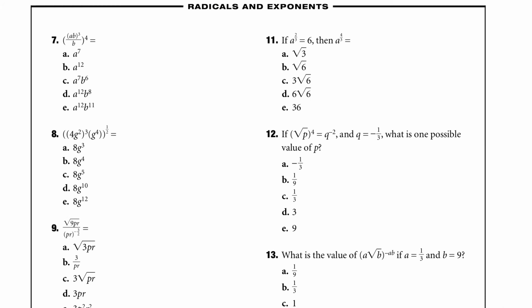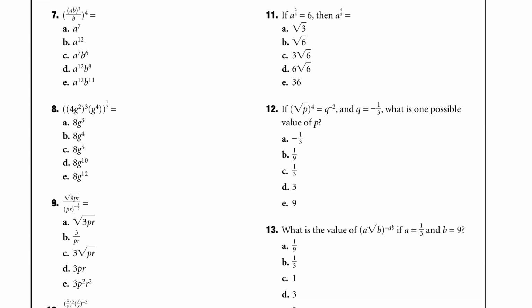Question number 7. ab cubed over b to the power of 4. So let's do the expansion. So a to the power of 3, b to the power of 3 over b all to the power of 4. So that's a to the power of 12, b to the power of 12 over b to the power of 4. And b to the power of 12 and b to the power of 4, you do 12 minus 4. So the answer is a to the power of 12 times b to the power of 8. The answer is D.